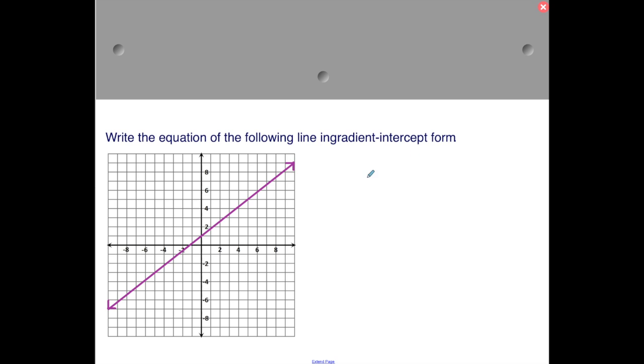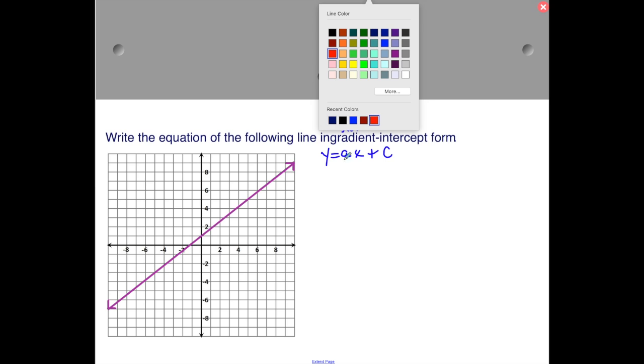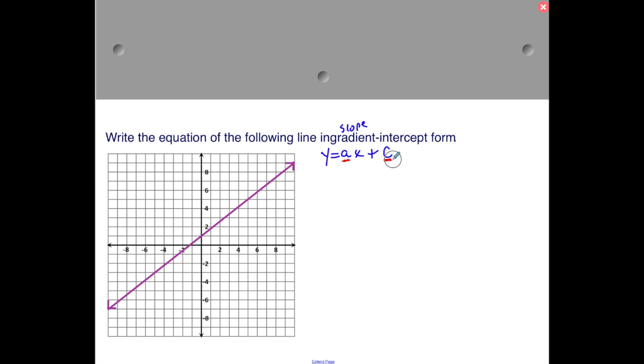Now here's an example. Write the equation of the following line in gradient intercept form. So remember, that's the same thing as slope. So our equation is going to look like this: y equals ax plus c, where this is your slope, this is your y-intercept. Let's start this. So first thing I like to do is always find my slope. So I'll say, okay, I'll start here. It goes up 1, 2, 3, 4 over 1, 2, 3, 4, 5. So my a, or my slope, is 4 over 5.